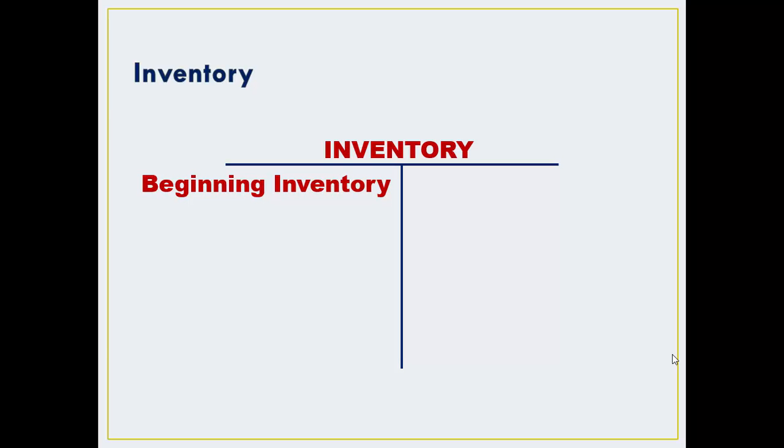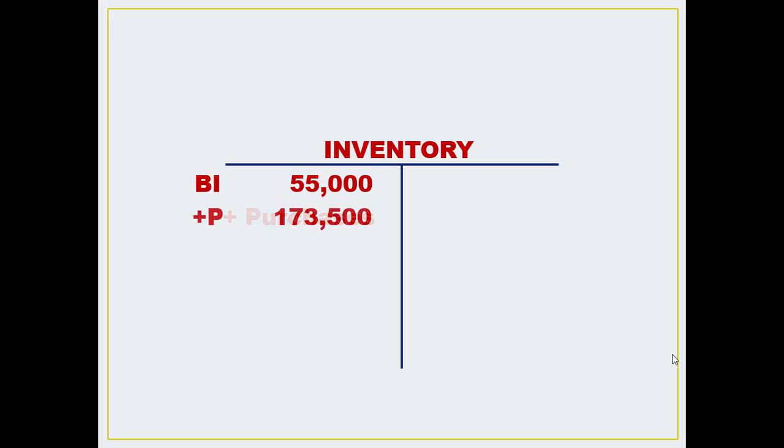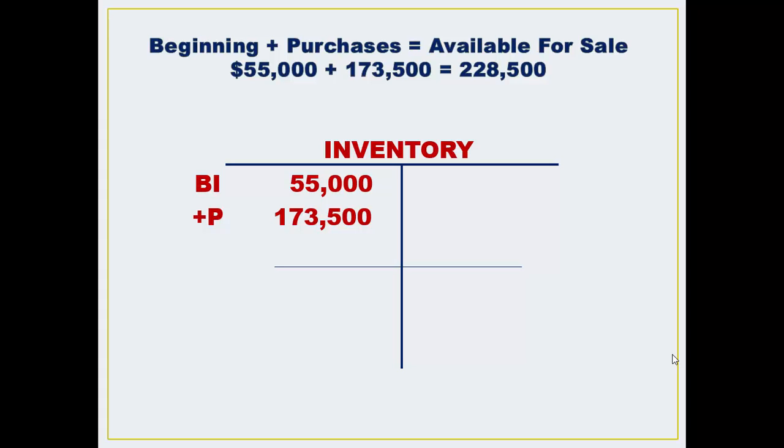You always start with beginning inventory. And the example we're going to use is $55,000 plus purchases. Let's say our purchases are $173,500. So what is sitting on your shelf? It's going to be these two numbers combined, or $228,500. That's what you have available for sale.